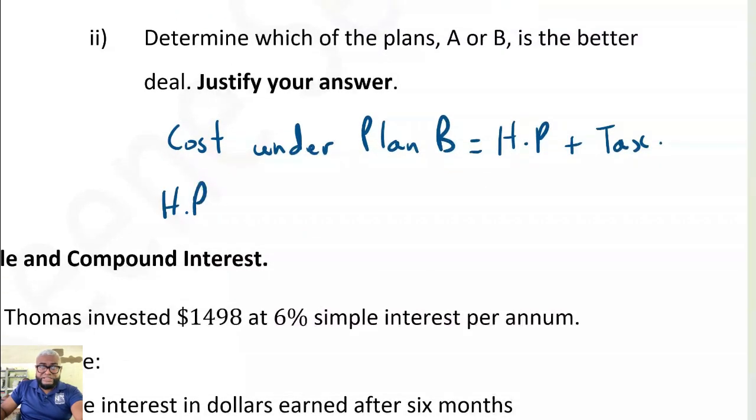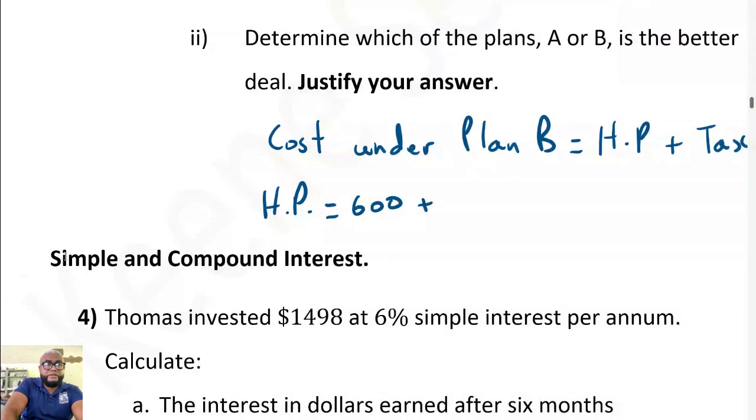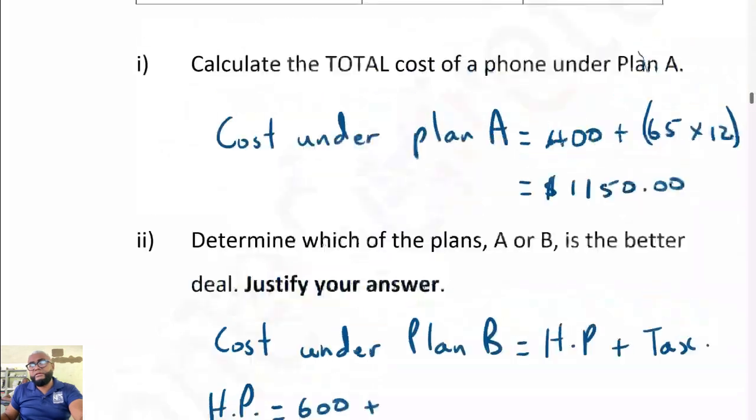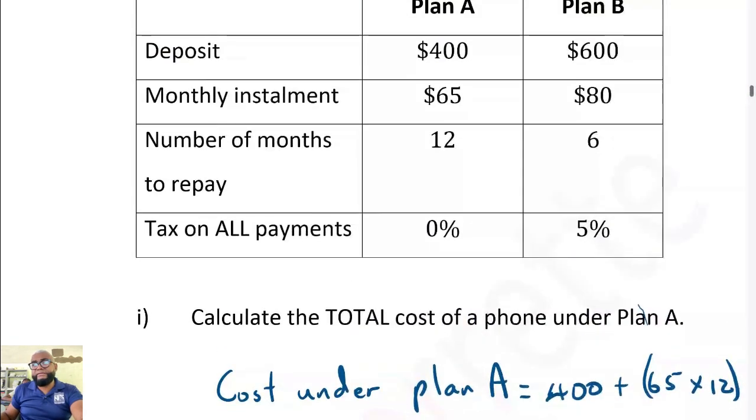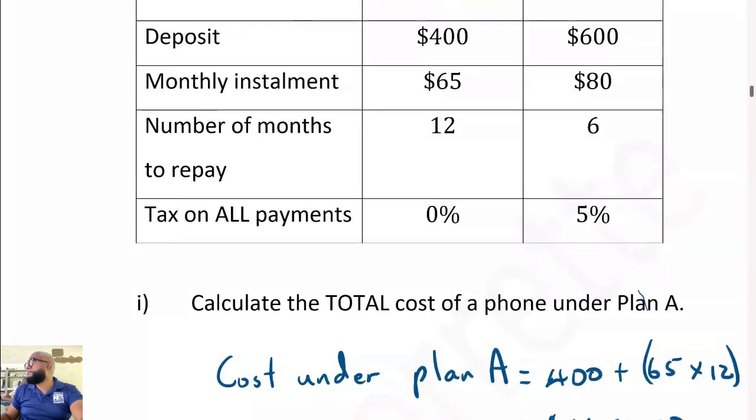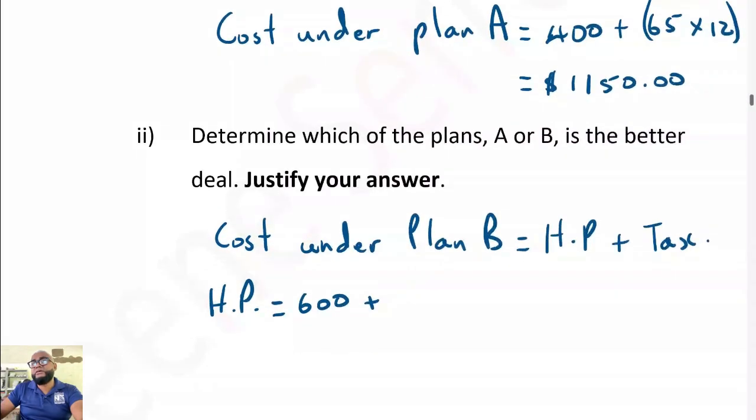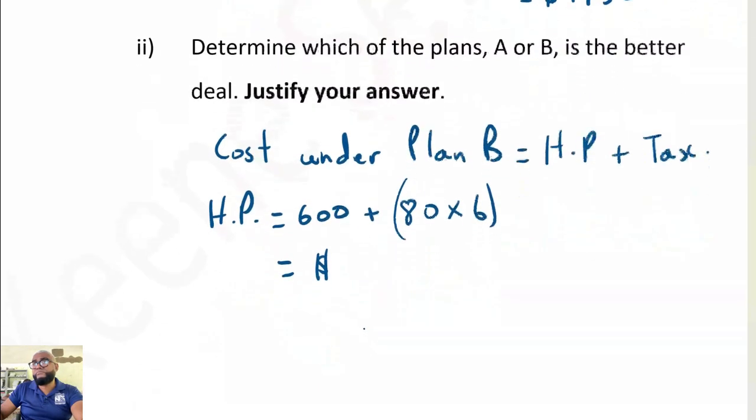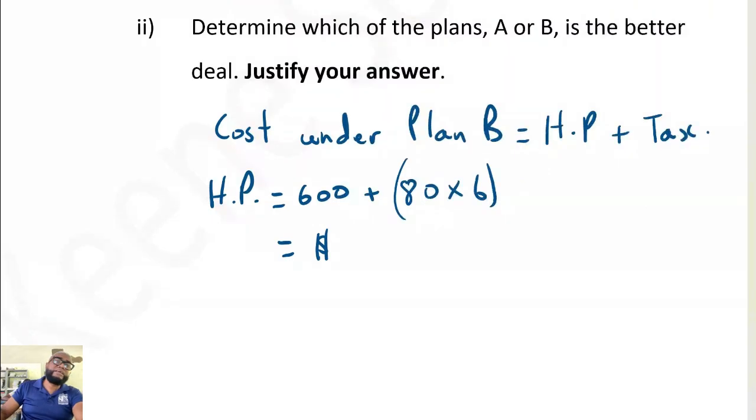So hire purchase price would be 600 plus what? 600 plus 80 by 6. Let's work. 80 multiplied by 6 because it's $80 for 6 months. What would this work out to be, my children? Come on, man.